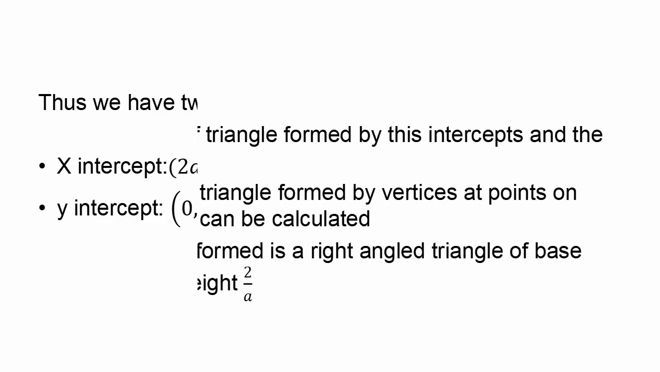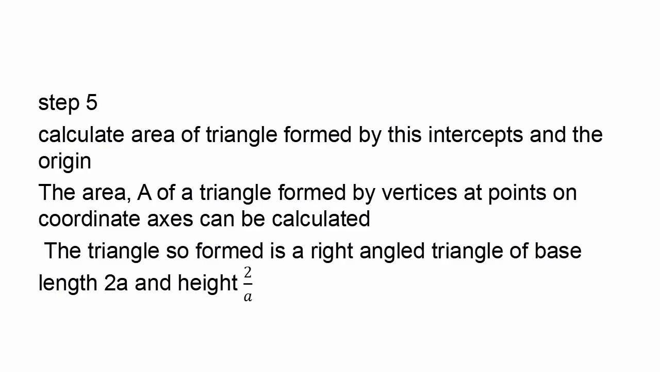Step 5. Calculate the area of the triangle formed by these intercepts and the origin. The area A of a triangle formed by vertices at points on the coordinate axes can be calculated. The triangle so formed is a right-angled triangle with base length 2a and height equal to 2 over a.